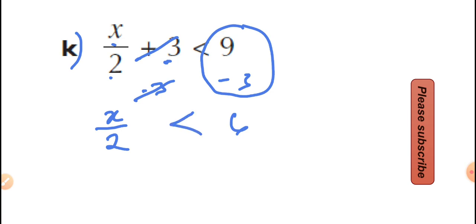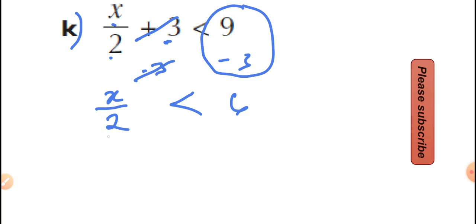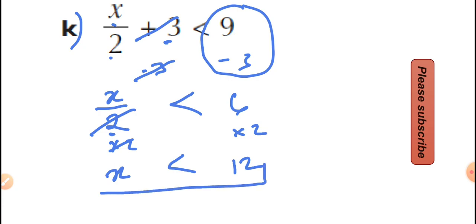Now to get the x on its own, here we have to get rid of the divide by 2 first. So to do that, we have to times by 2 on both sides. So now on the left hand side, the divide 2 and the times 2 cancel out, leaving just x. On the right hand side, 6 times 2 is 12. So x has to be less than 12. So this is the answer.